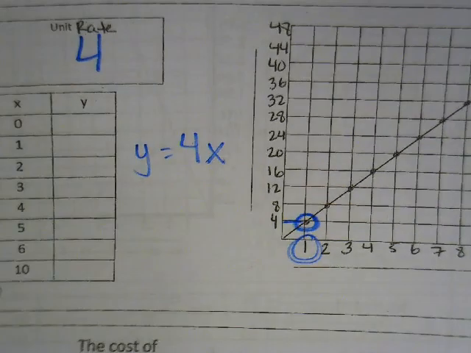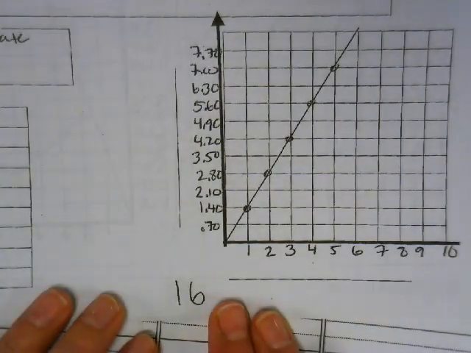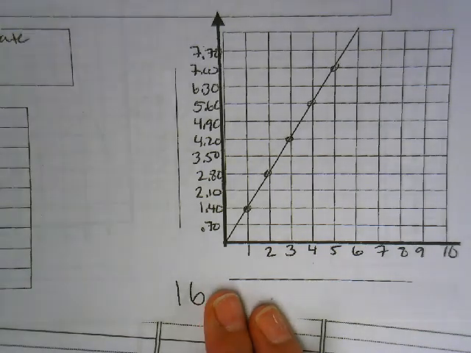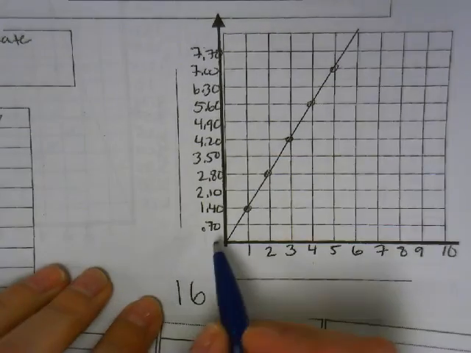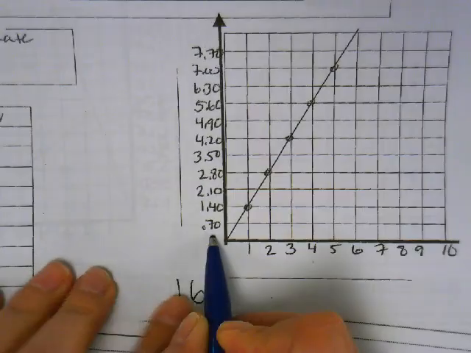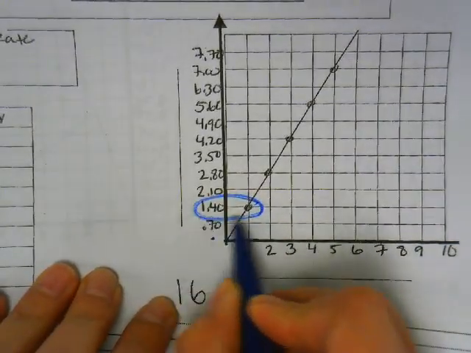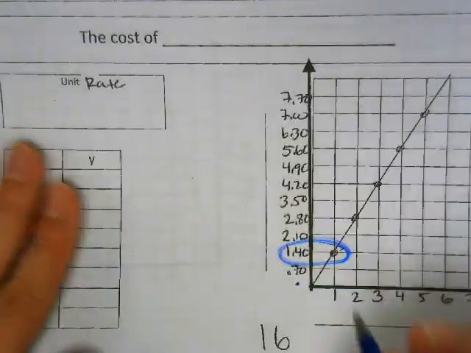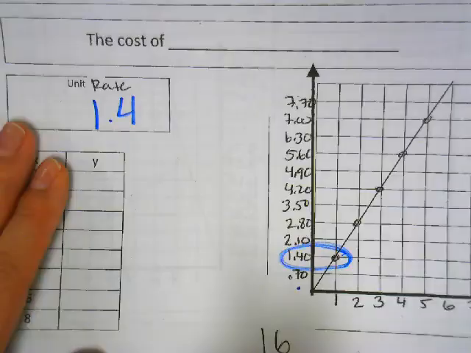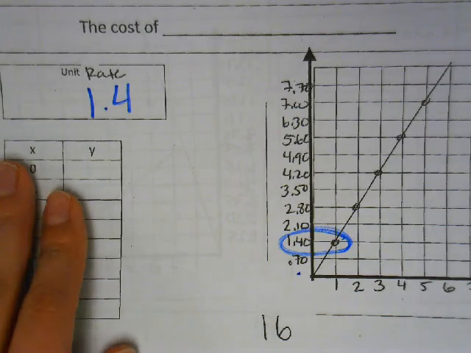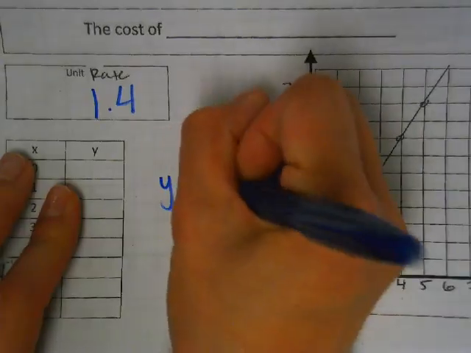Now, the next one, only one person got it right before we started correcting it. We walked around and looked at everyone's packet. And what did everyone think the unit rate was? 0.70. But it wasn't, because we had to look for the dot. Where is our first dot? 1.4. So, if the unit rate is 1.4, what would be the equation? Y equals 1.4x. Good. So check your packet.